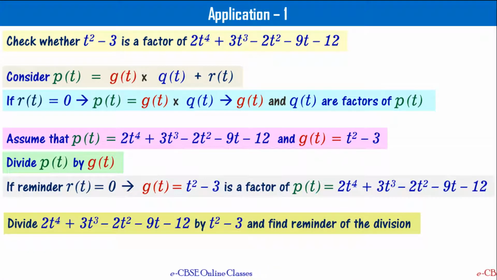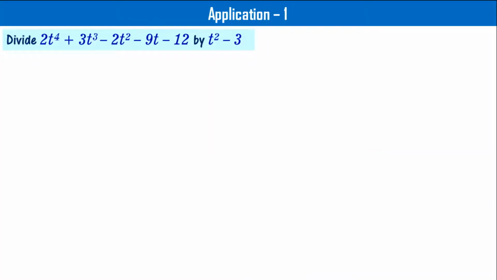It means that we have to divide now 2t to the power 4 plus 3t cube minus 2t square minus 9t minus 12 by t square minus 3 and find the remainder of the division. The remainder has to be 0, then only we can say that t square minus 3 is a factor of the given polynomial. You got the point, right? Let's now divide the given polynomial with t square minus 3.